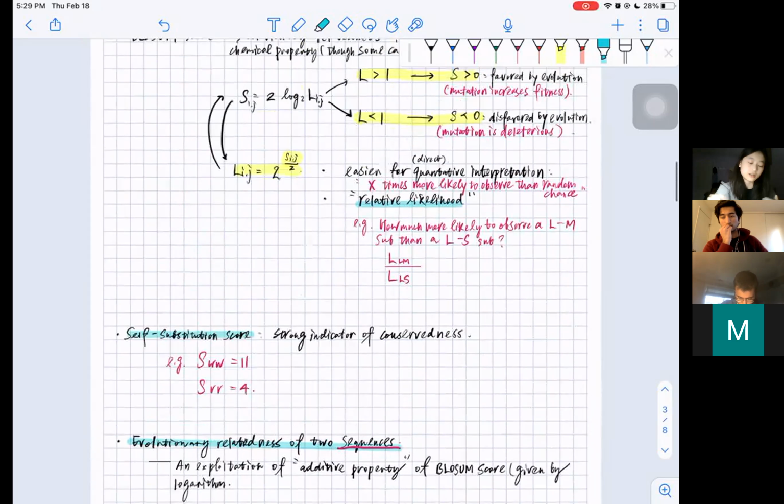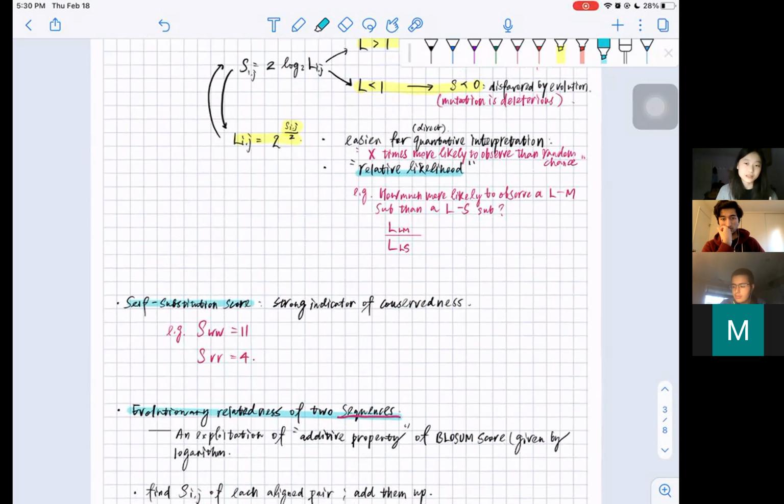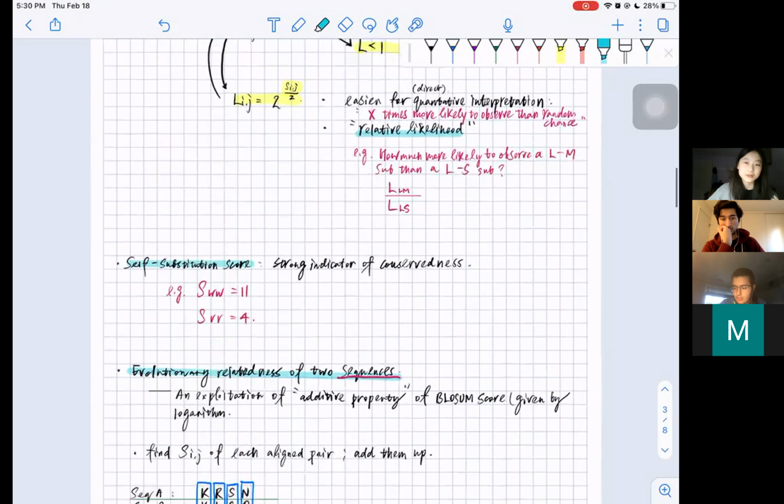And also notice L is a more direct representation, or a more direct quantitative interpretation. A substitution score, L equals X, means it is X times more likely to observe the substitution than by random chance. So if they asked you to figure out the relative likelihood, you can approach that from L instead of from S. We'll go through that example later.